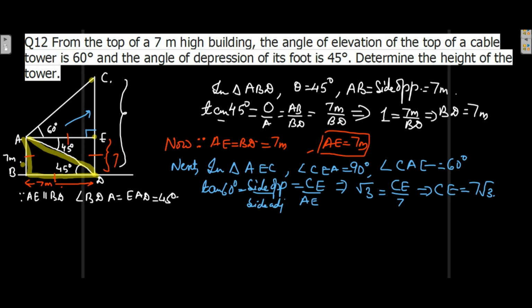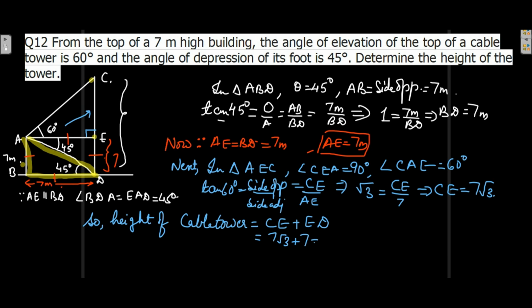Now we know ED. So now we can say the height of the cable tower will be CE plus ED. CE is 7√3 and ED is 7. So we can take 7 out common. So it will be 7 times (√3 plus 1) meters. This is the answer.